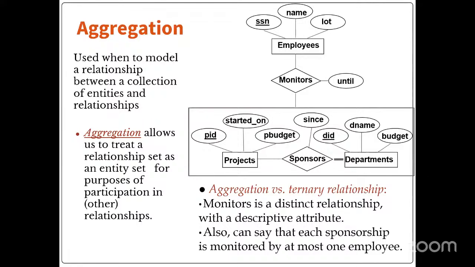See here, it is used to model a relation between a collection of entities. This is one entity, and this we can consider as another entity. Between these two entities we have one relationship, that is called aggregation. Aggregation allows us to create a relationship as an entity for the purpose of participation in a relationship.